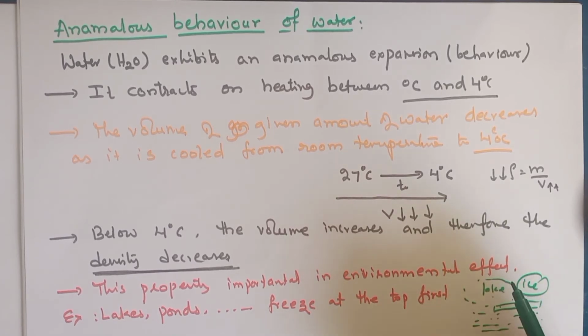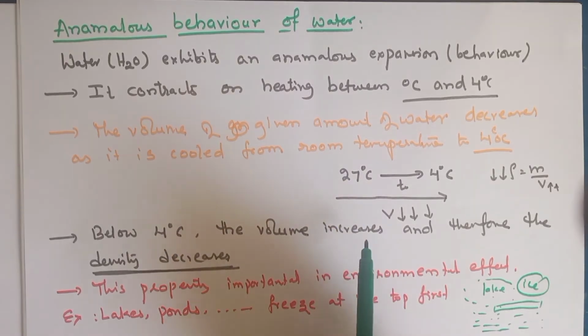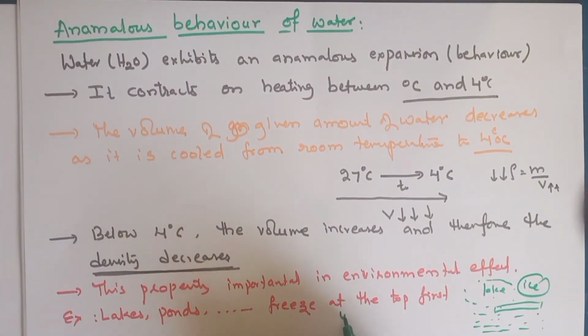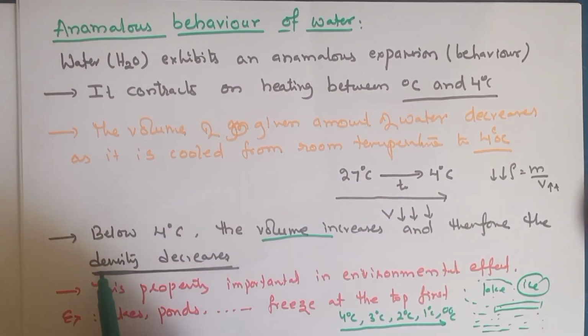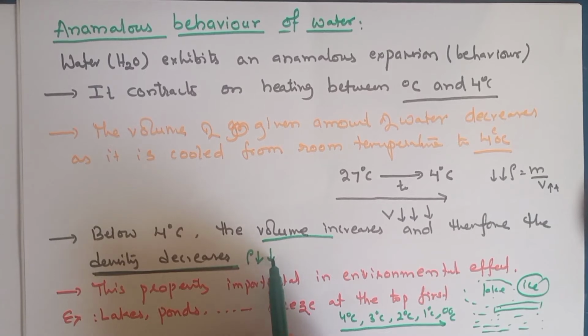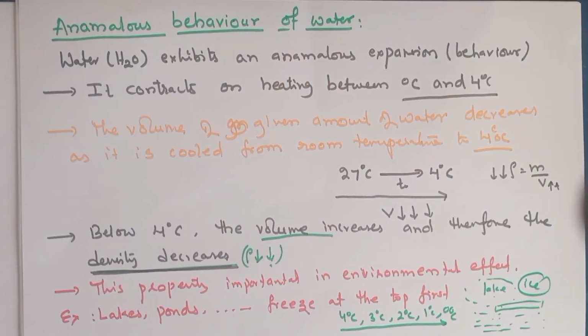So instead of decreasing the volume, what is happening? Take 4 degrees centigrade, 3, 2, 1, and 0 degree centigrade. When temperature is decreased, normally volume is decreased. But here volume is increased. So when volume is increased, density is decreased. Rho will fall. This simple phenomenon makes the top surface become solid, an icy surface. We shall see it in terms of graphs also.